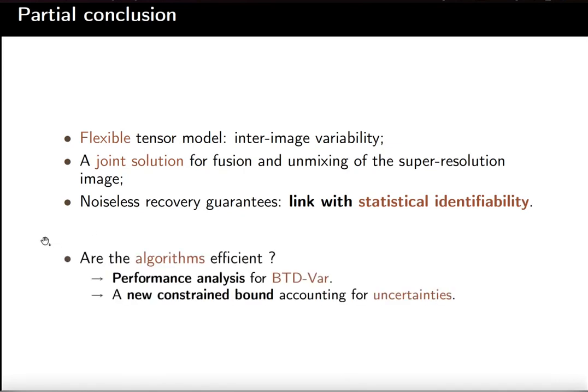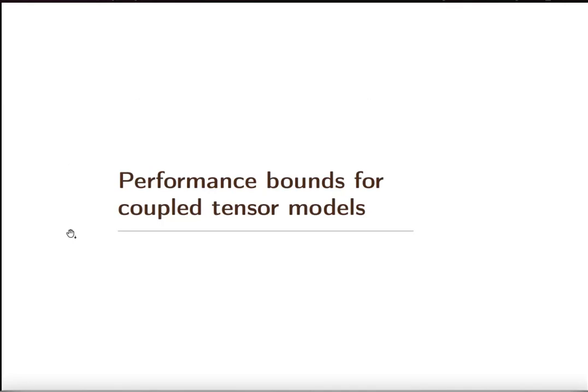Now, considering that these algorithms perform well, a question we can ask ourselves is, are they efficient? Well, the answer is positive, because we can conduct a performance analysis for the algorithm BTD-Var, but it required designing a new constrained Cramér-Rao bound that is able to account for random uncertainties. Quickly now, I will introduce the work related to this performance analysis. The following part is still part of my thesis work.